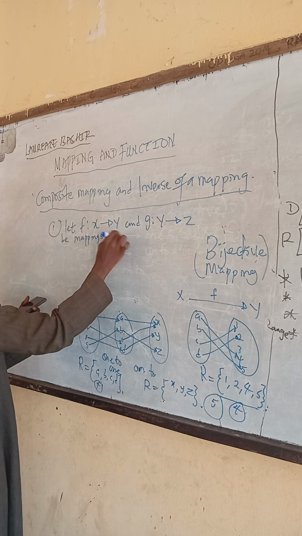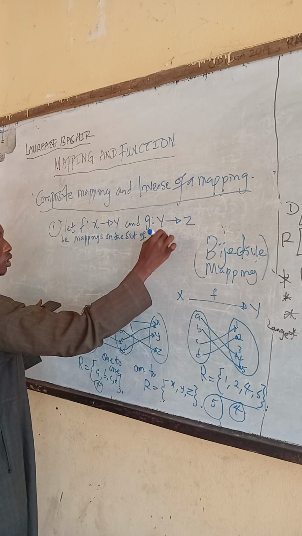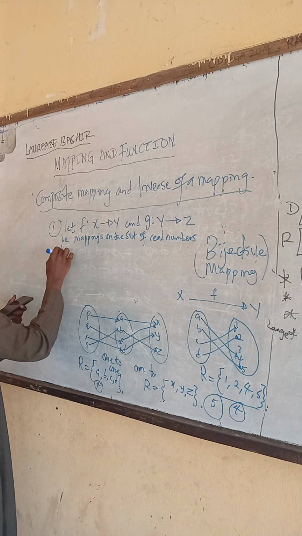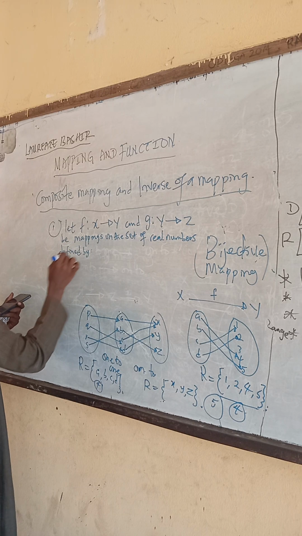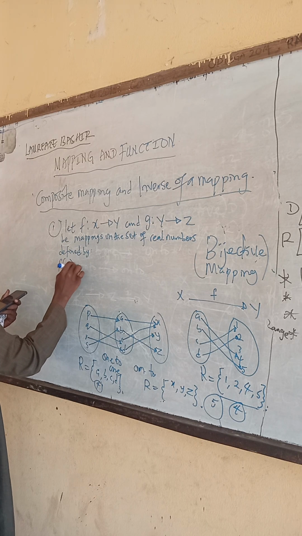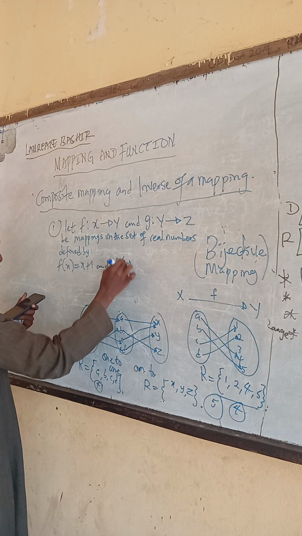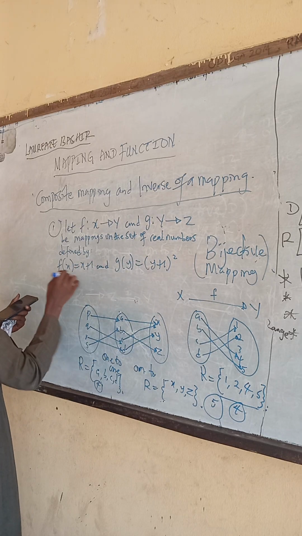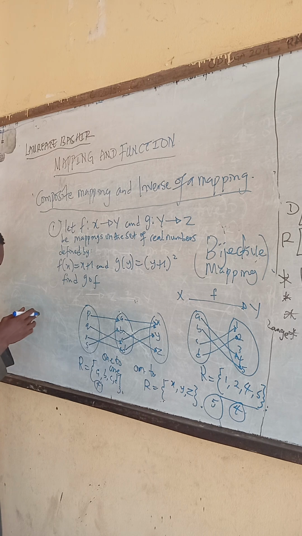They say let all these be mappings on the set of real numbers defined by f of x equals x plus 1 and g of y equals (y plus 1) squared. They now say find g composite f. That's the first one.